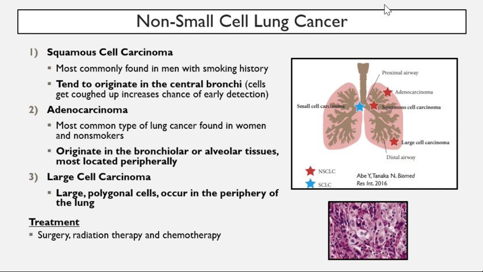What these squamous cell carcinomas, they tend to originate in the central bronchiole, while the adenocarcinoma originate in the bronchial or alveolar tissue. And the large cell carcinoma, these are polygonal cells that occur in the periphery of the lungs. So depending on where it is, you might diagnose these differently. And with the non-small cell carcinomas, you can have surgery, so that's a big difference, to remove them, and radiation and chemotherapy help as well.